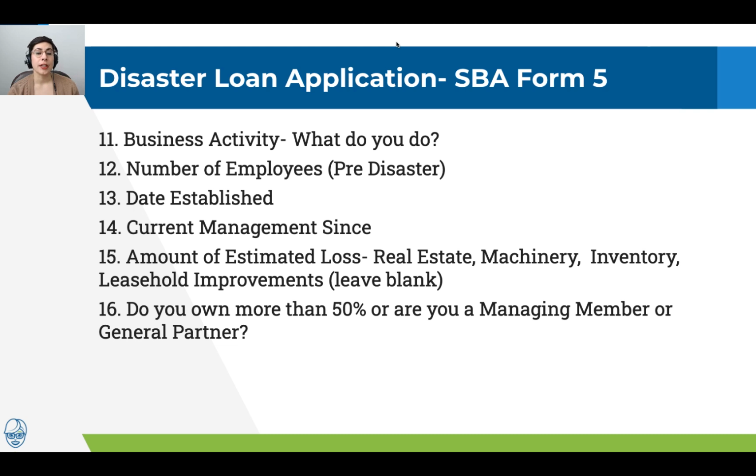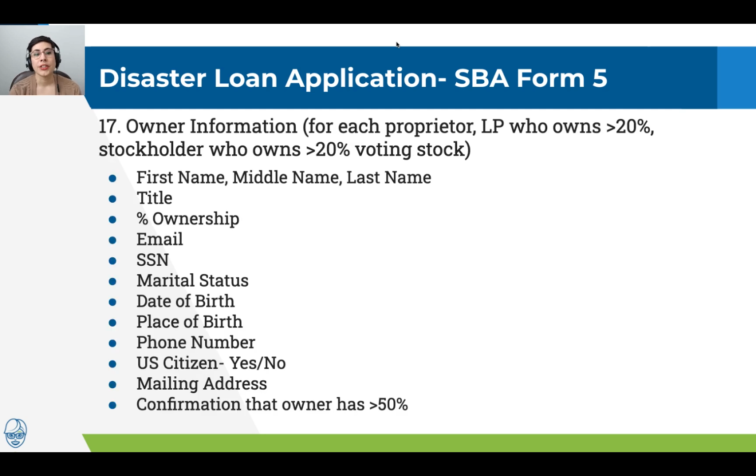So make sure that you've got the person who is actually an owner of the business providing this information in the SBA portal. Next, you'll need to provide owner information for everybody who owns more than 20% of the business.